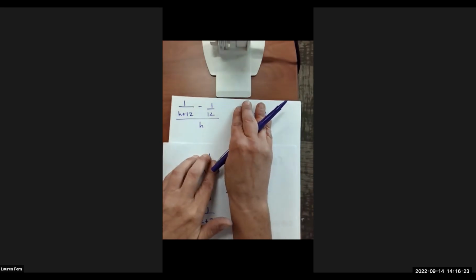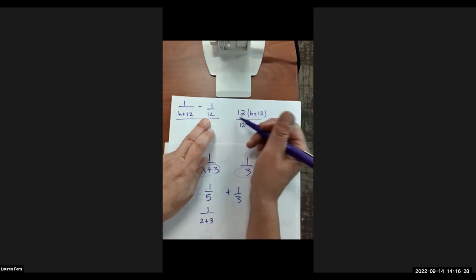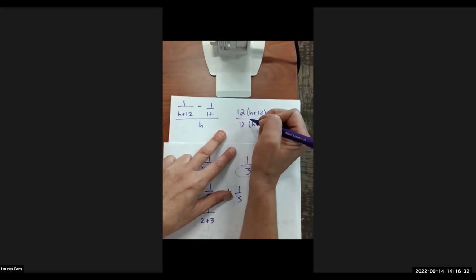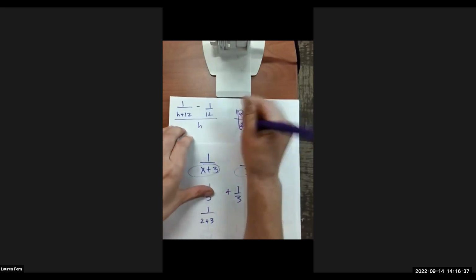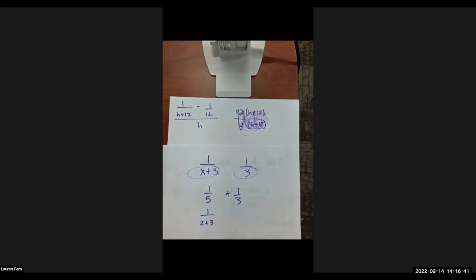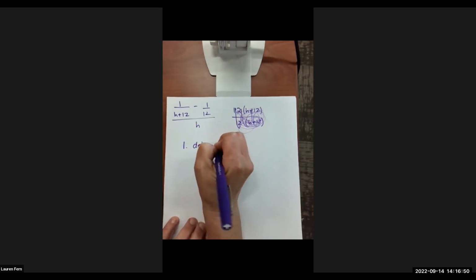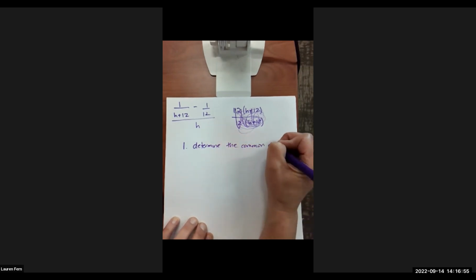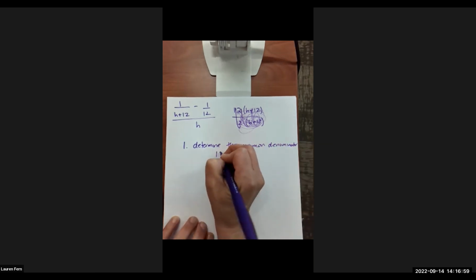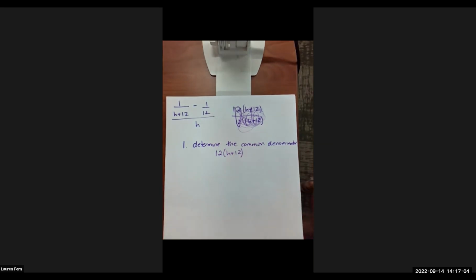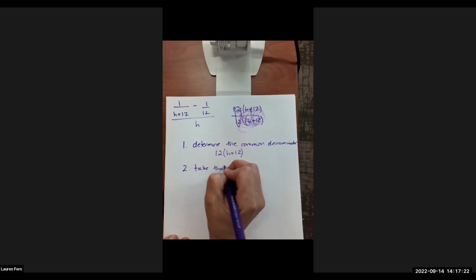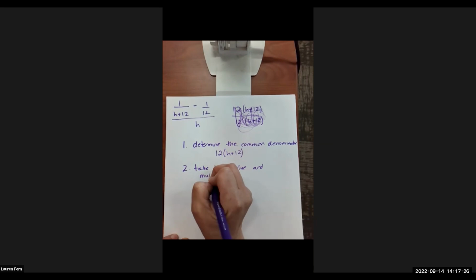Okay, so I asked myself, what would my common denominator be? Wouldn't it be h plus 12 times 12? That's what I have here. Okay, so here, let me write out each step. So when you're simplifying complex fractions, step 1, determine the common denominator. Do you agree it's 12 times h plus 12? Okay. Now, I think the niftiest way to simplify this sort of thing, you could find a common denominator in your numerator and do this, but I'm showing you kind of a shortcut method. What you then do is take that value and multiply and divide by it.